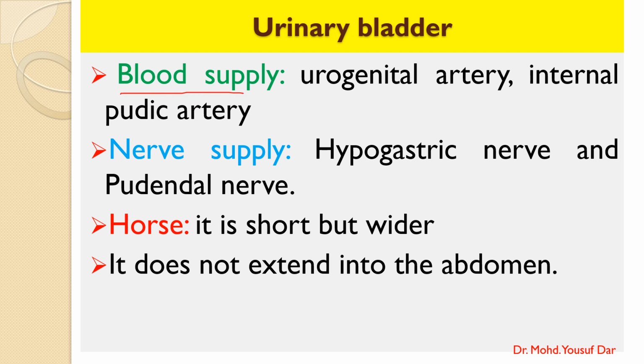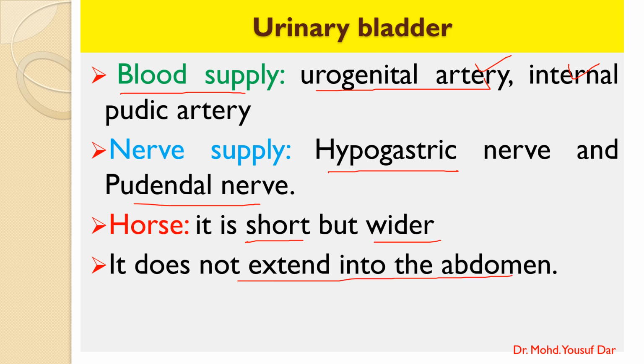Now the blood supply to the urinary bladder is given by the important arteries, that is the urogenital artery and the internal pudic artery, and the nerve supply is through the hypogastric nerve and pudendal nerve. Now coming to the other species. The urinary bladder in the horse is short and wide. Very important, it does not extend into the abdominal cavity like that of the ox or the bull. When it gets filled with urine, it remains in the pelvic cavity.